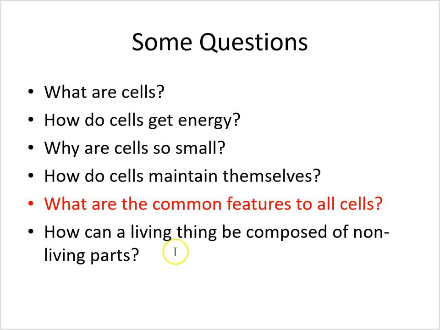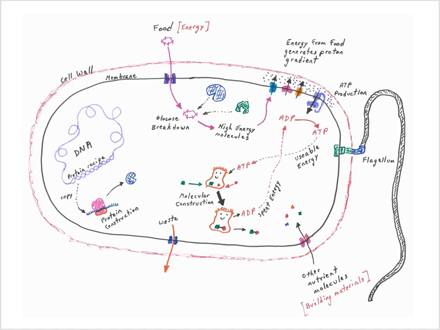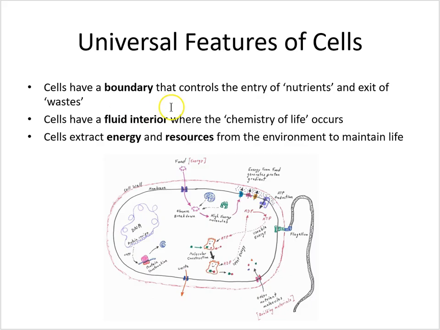It's now time to wrap up this lesson series. We'll tackle what are the common features to all cells and how can a living thing be composed of non-living parts. So we've been learning about a cell and using our bacteria cell as an example. It's equipped with proteins to do the chemistry of life and a library of recipes to build those proteins. That recipe can be duplicated. Let's take a look then at the universal features of all cells.